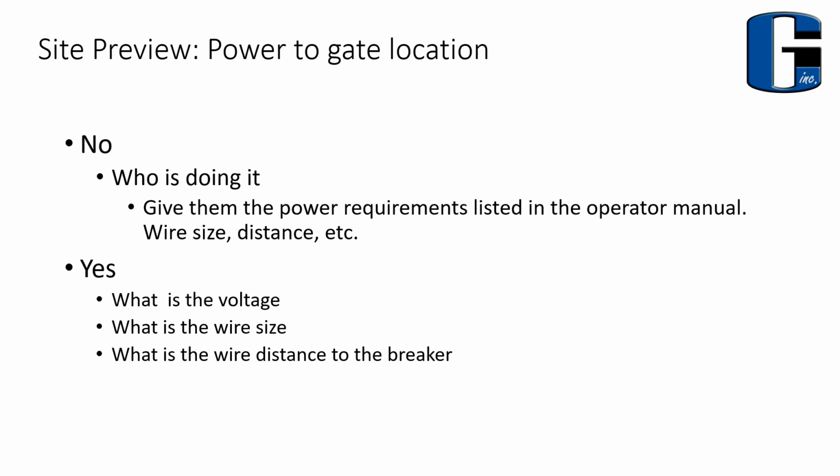If power is supplied and it's already there, well, what's the voltage? What wire size is there? What's the distance to the breaker? A common mishap is to go out and sell an upgrade from a 1/2 horsepower operator to a 1 horsepower operator and not consider the fact that the 1 horsepower operator now has a heavier current draw and the wire that is there may not be adequate for the new operator.